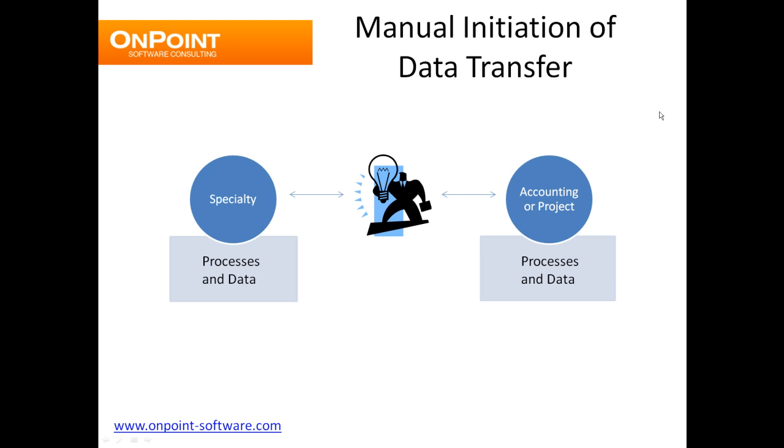In this example, we've got a manual process in between. We've got a person who has to remember to do something. All right, they may initiate exports and imports. This is the example of humans with the potential of doing human error.